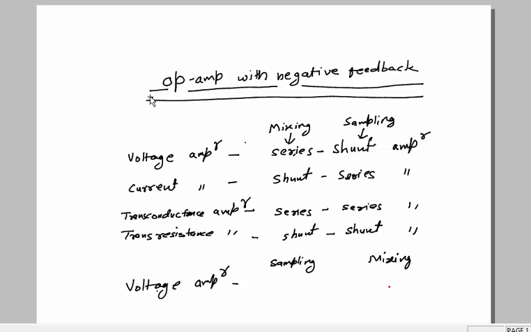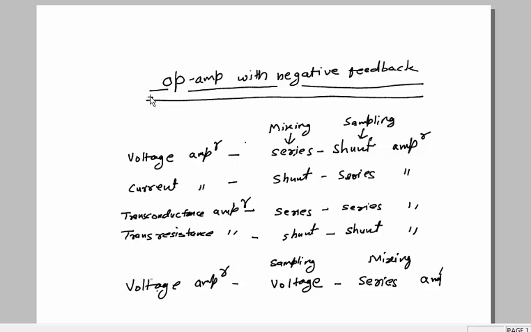So carefully see. Voltage amplifier, what will be sampled? Sample will be a voltage. And what will be mixed? Mixing also will be a voltage. Mixing is done by series connection, so we will write series here. So this is also one kind of name, voltage series amplifier.